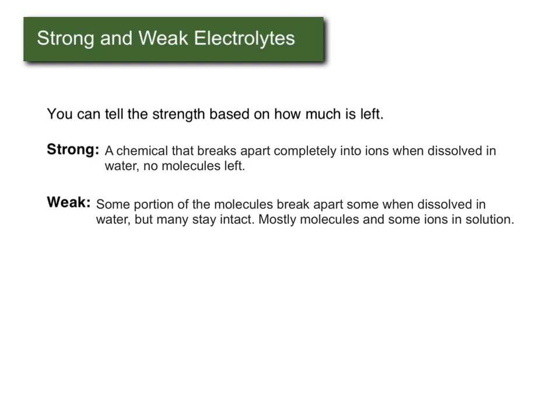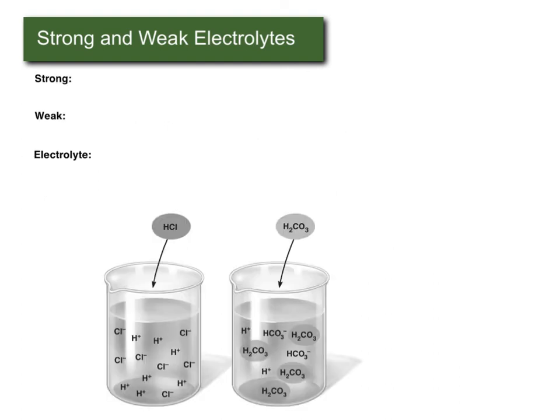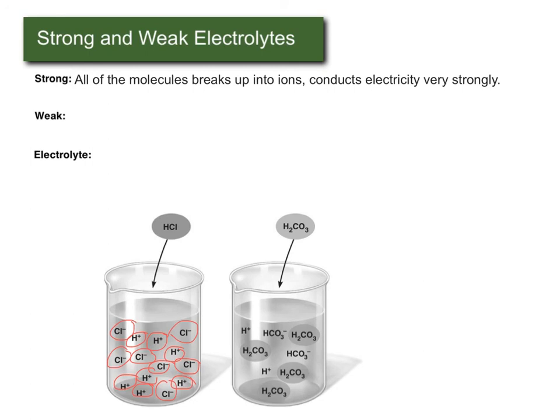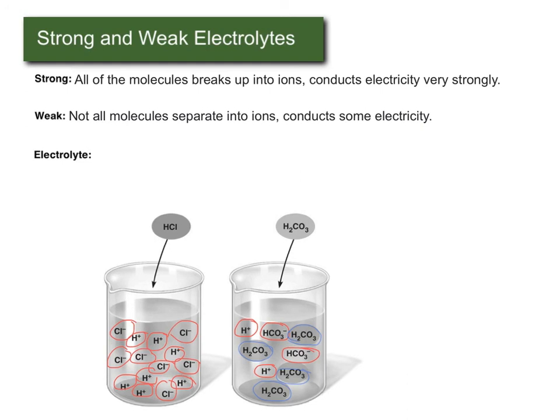So if we want to represent this pictorially, you can see here in the left beaker, we have all H pluses and Cl minuses. Okay, so HCl, like I said, is strong. It all forms ions. And then over here, we have H2CO3. This is carbonic acid, and it is a weak acid. And so you can see by these circles here that a lot of it is still in the molecular form, and some of it has broken up into ions.